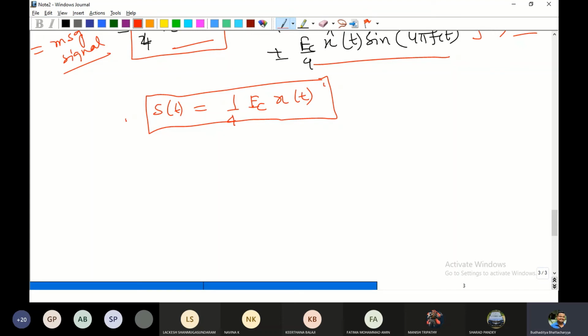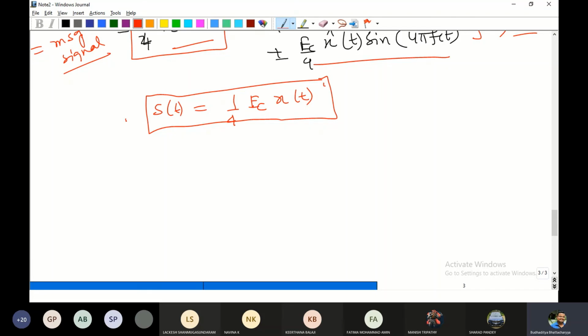But again, as discussed in DSB, here also we will have issues with coherent detection, because here also you are generating a carrier frequency which we assume should be the same as that of the transmitted carrier. And naturally, there will be some kind of phase distortion. If it happens, then the same kind of frequency and phase error as in DSB will happen in SSB.